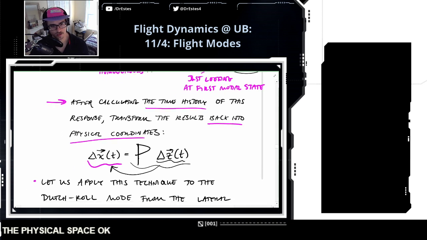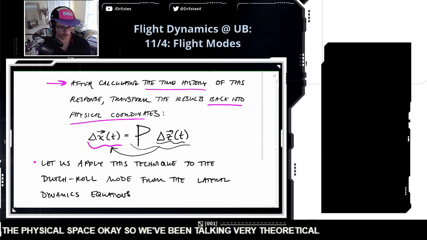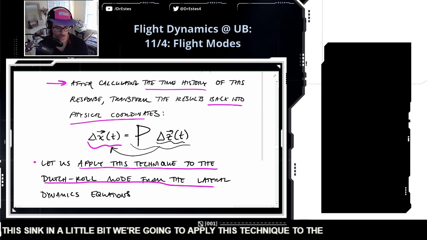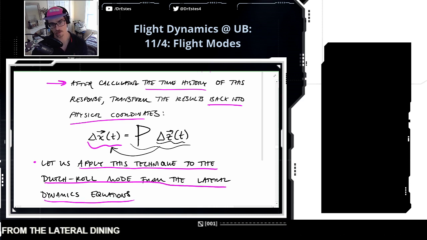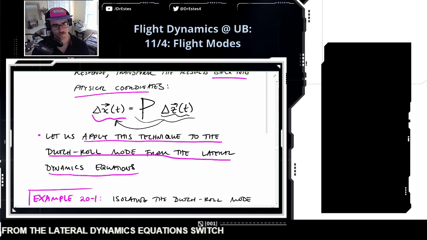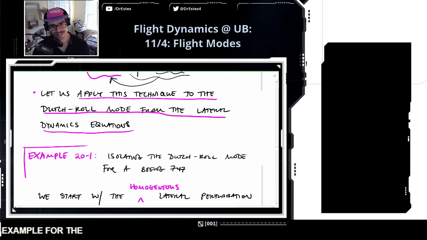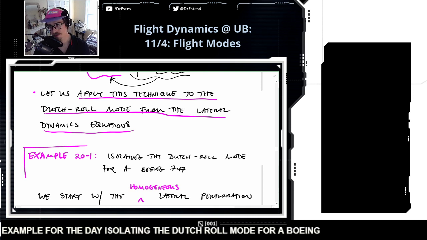Okay, so we've been talking very theoretically, but I want to help this sink in a little bit. We're going to apply this technique to the Dutch roll mode from the lateral dynamics equations. So we're going to get into it. So this is our example for the day. Isolating the Dutch roll mode for a Boeing 747. We've been looking at the 747 a little bit.